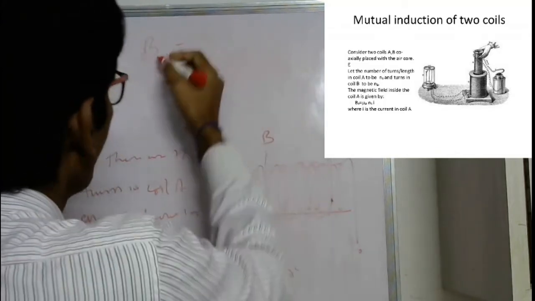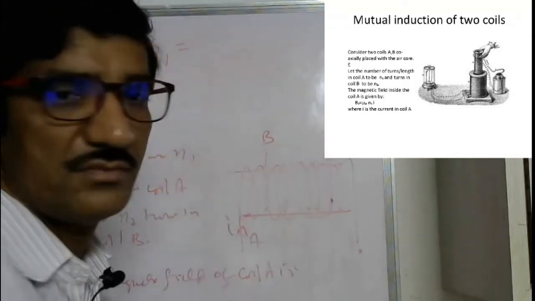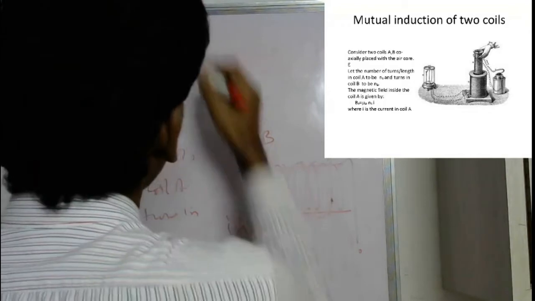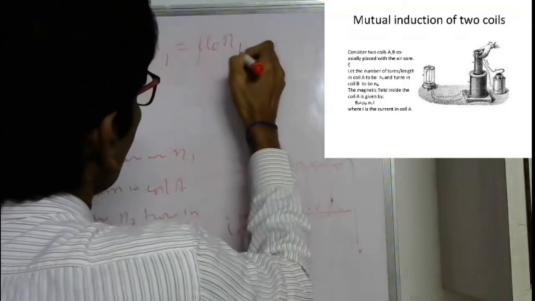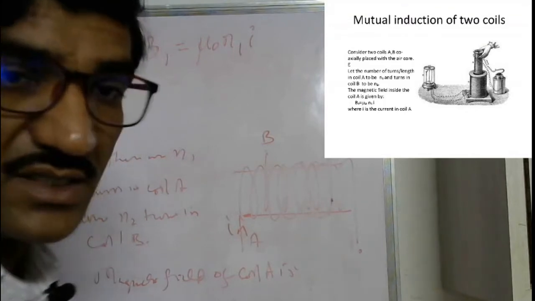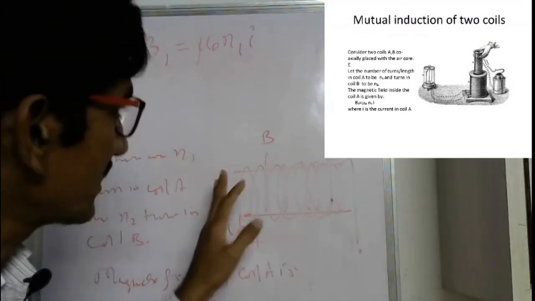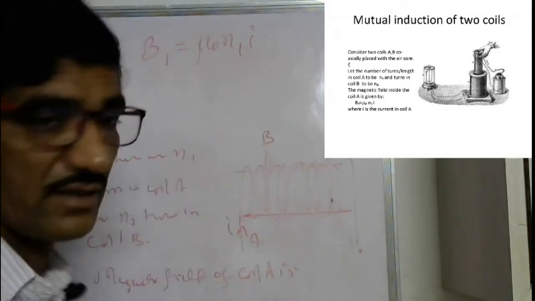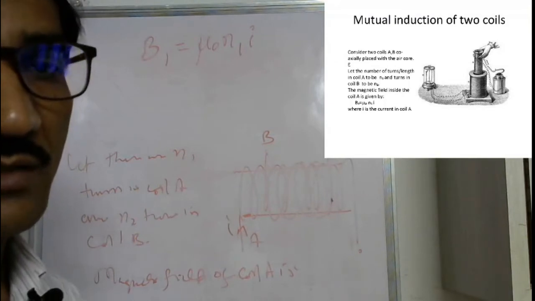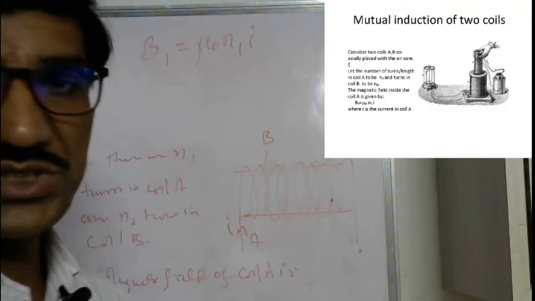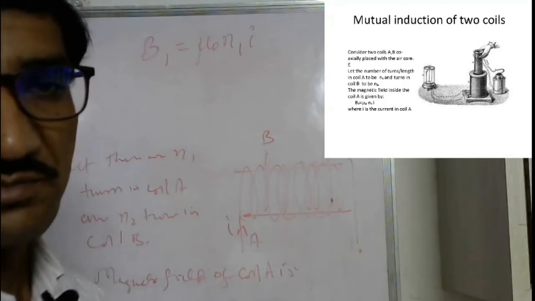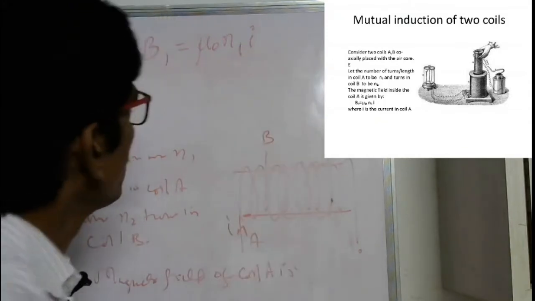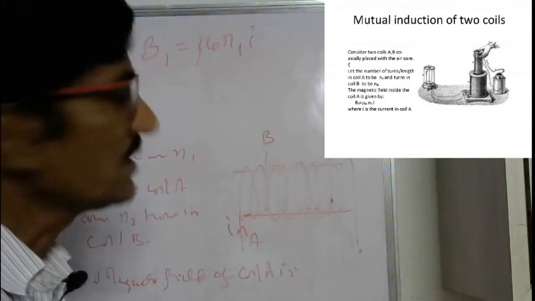B means magnetic induction vector. B1 of coil 1 is mu naught n1 I, because we are supposing that current I is flowing through this wire and this coil has n1 turns. We are directly taking the formula of the magnetic field of a solenoid, which we already derived in the previous unit. So B1 is equal to mu naught n1 I.